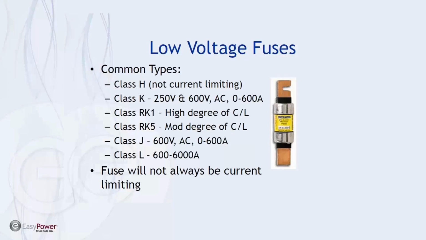Likewise, not all fault current will fall into the current limiting range, even on a current limiting fuse. So again, it's important to know what the fault current is and where that stands in terms of the TCC plot. The definition of a current limiting fuse is that the max it will clear on the fault current is within the first half cycle of the fault.